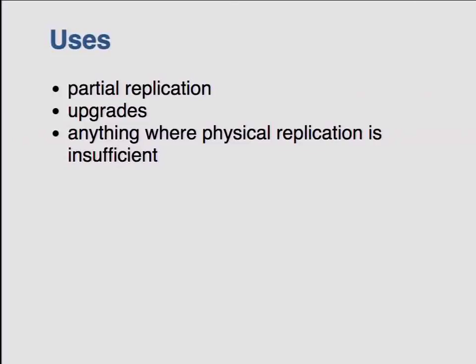So basically those are the two big ones, or any other situation where physical replication doesn't work. That could include wanting to partition things differently, or the collation changed, or between different platforms, or anything like that. Those would be the use cases. And you can think of your own, basically, right?